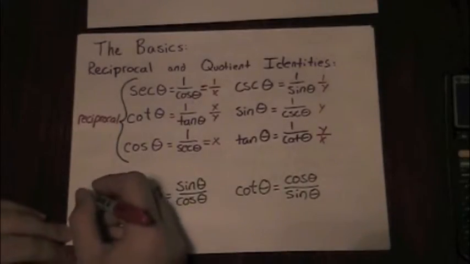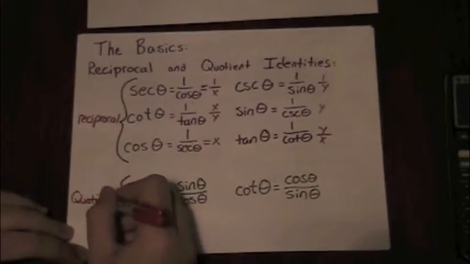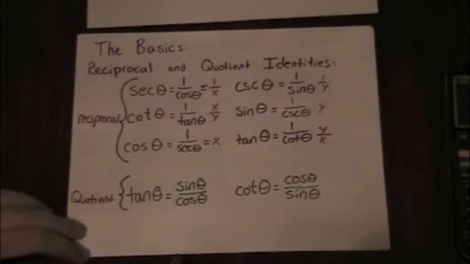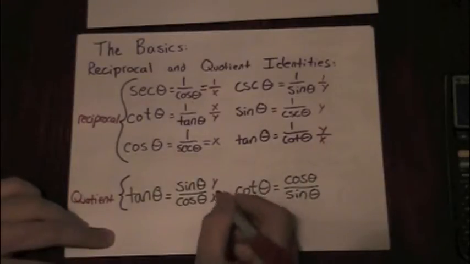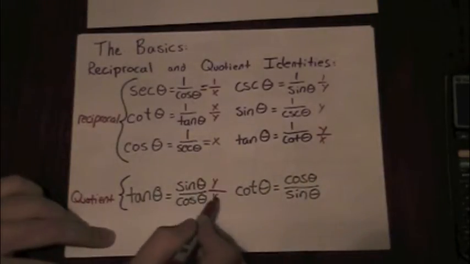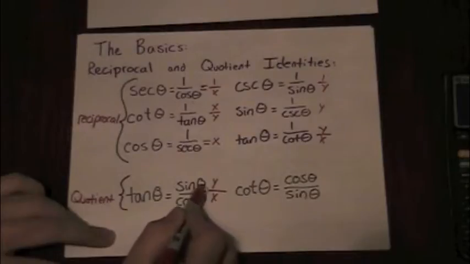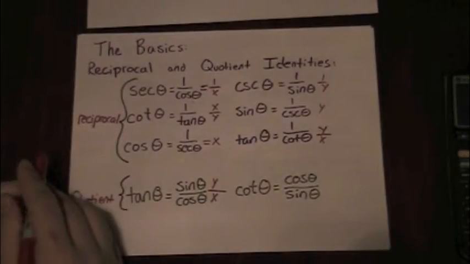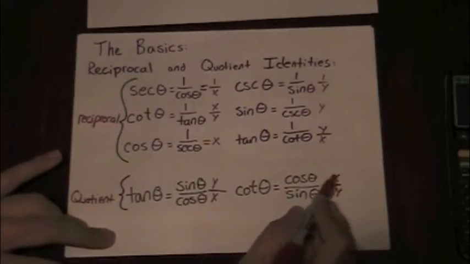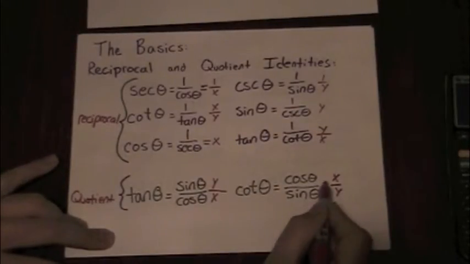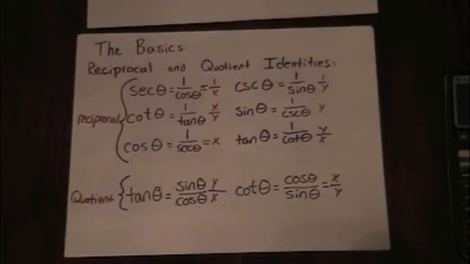The quotient identities are based again on sine and cosine being y and x. Tangent is just y divided by x, or sine divided by cosine of that angle. Cotangent we know is x over y. Cosine is x, sine is y. We're dealing with the quotient of those two trig functions.